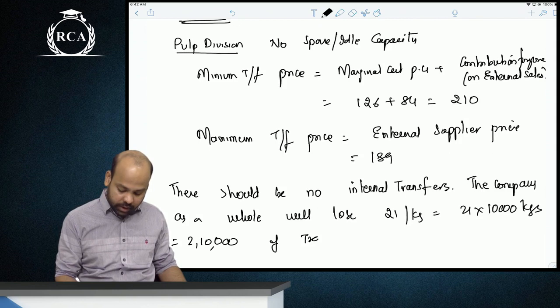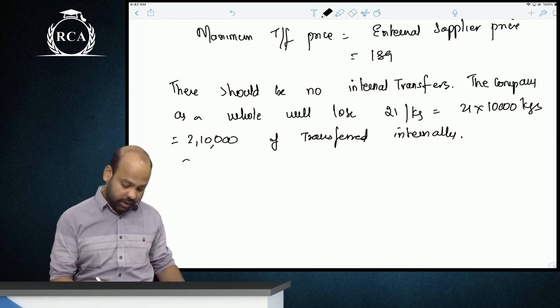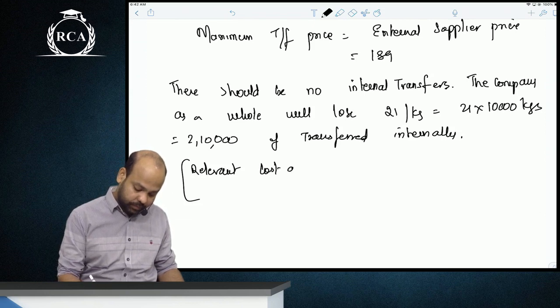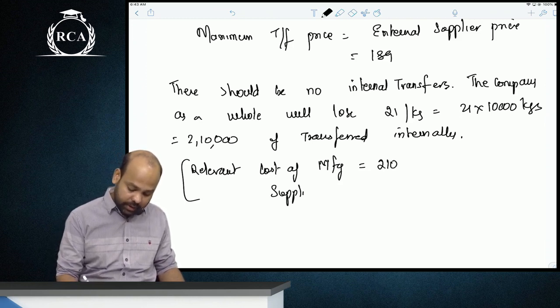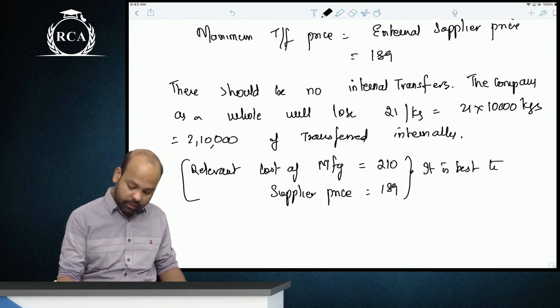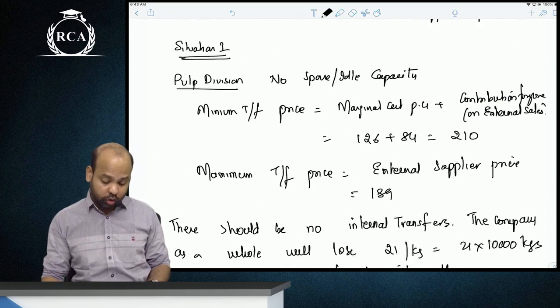2,10,000 if transferred internally. How do I have to conclude it, sir? Think like this, beta, that your relevant cost of manufacturing is 210 rupees, but the supplier price is only 189. Obviously, what is better, beta? It is better to procure from outside, guys, and not transfer internally. This is the answer to the first bit, guys, in which you should not go wrong.